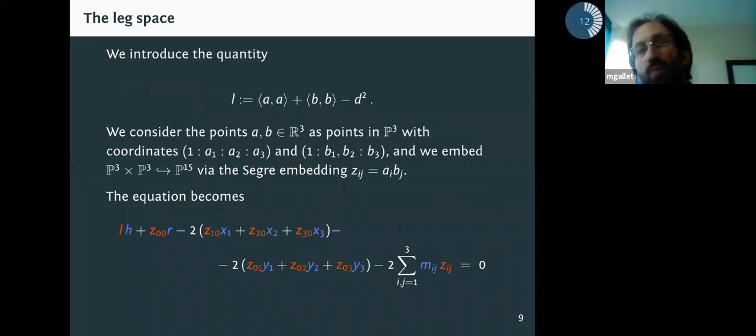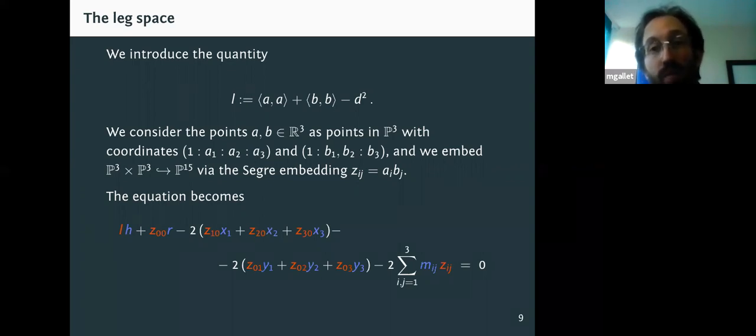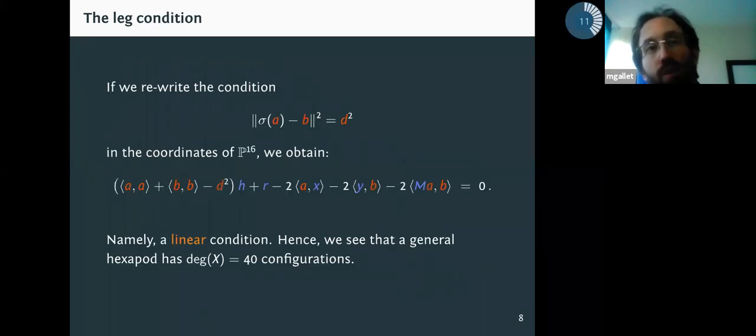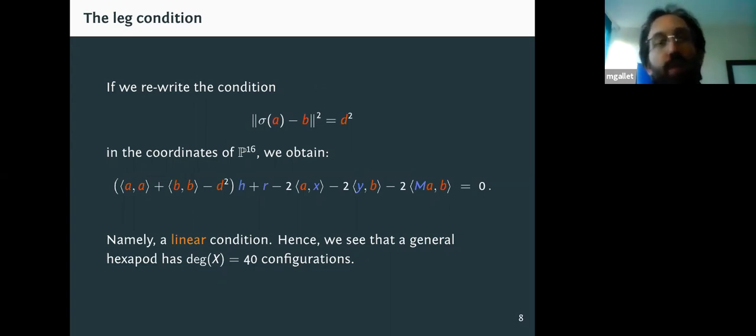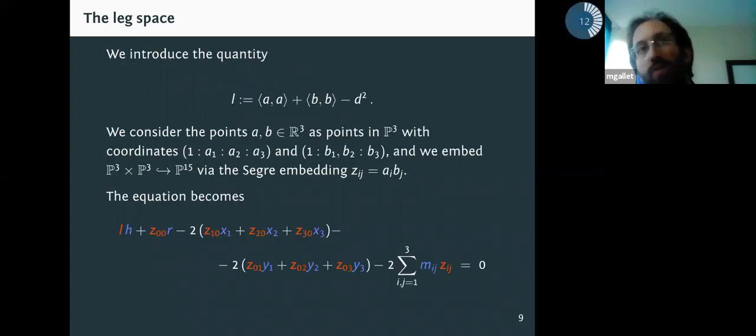But then we can do a little bit better, and actually this will be crucial in our discussion. So we can even improve the shape, so to say, of the condition determined by a leg as follows. If you look at the condition, you see that the homogenizing variable h multiplies a quantity which is a scalar a plus b scalar b minus d squared. Okay, we get rid of this quantity by calling it with a different name. We call it L.